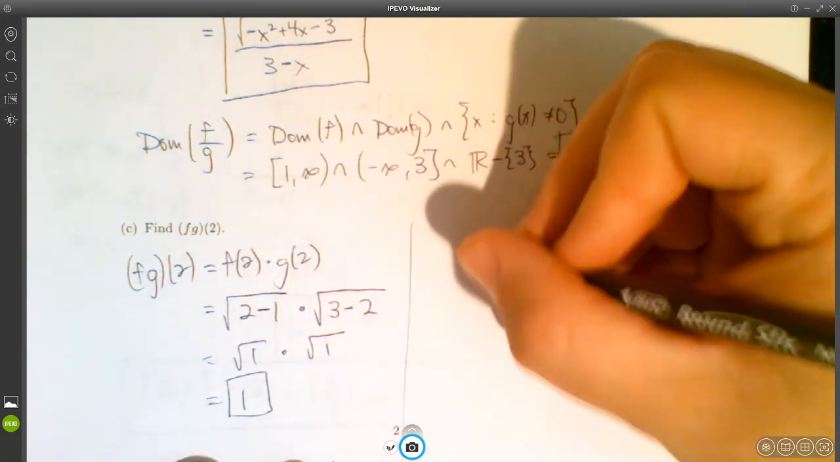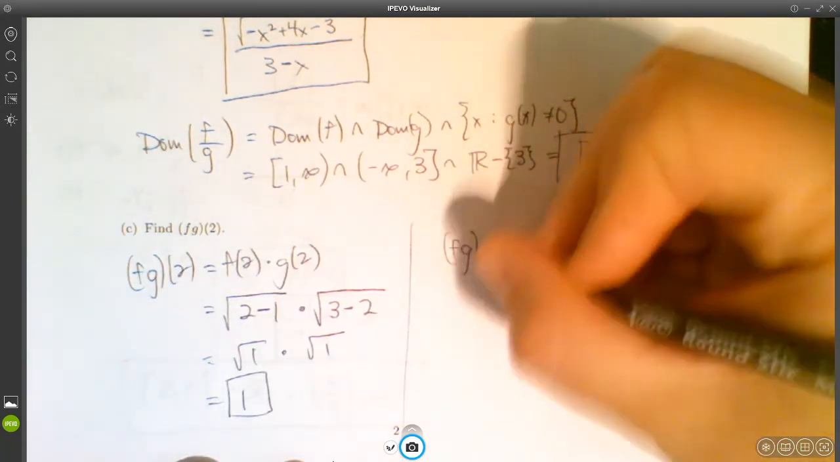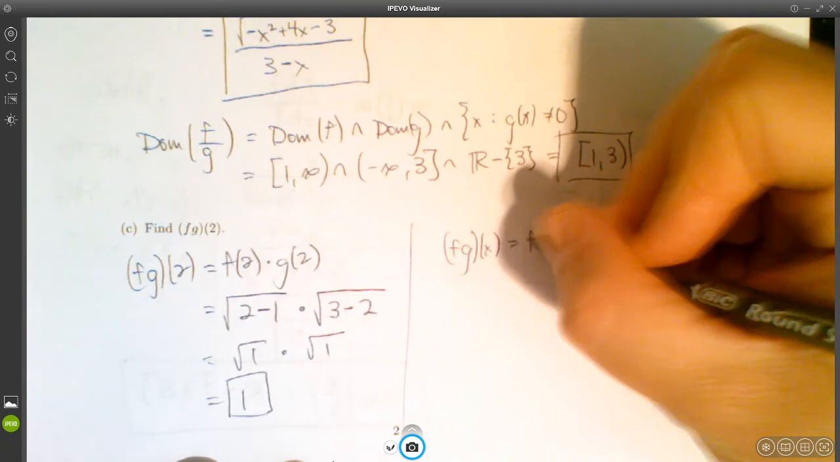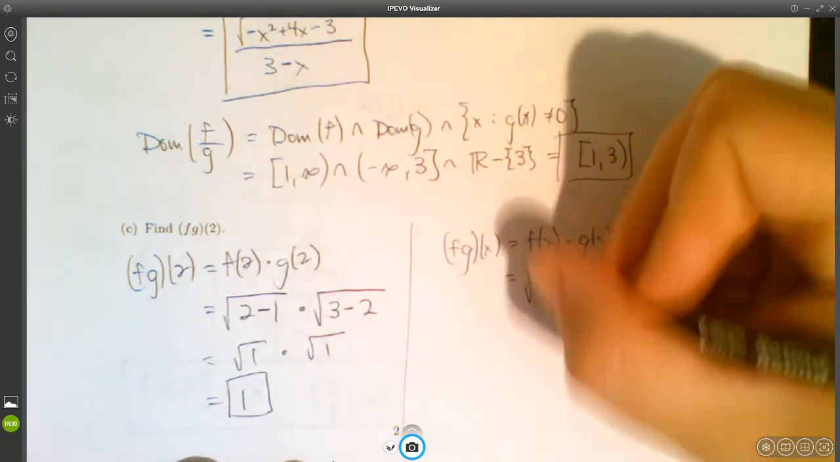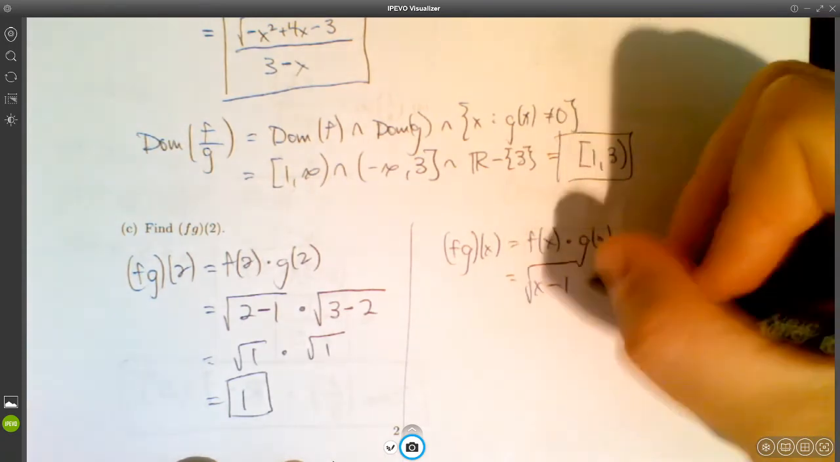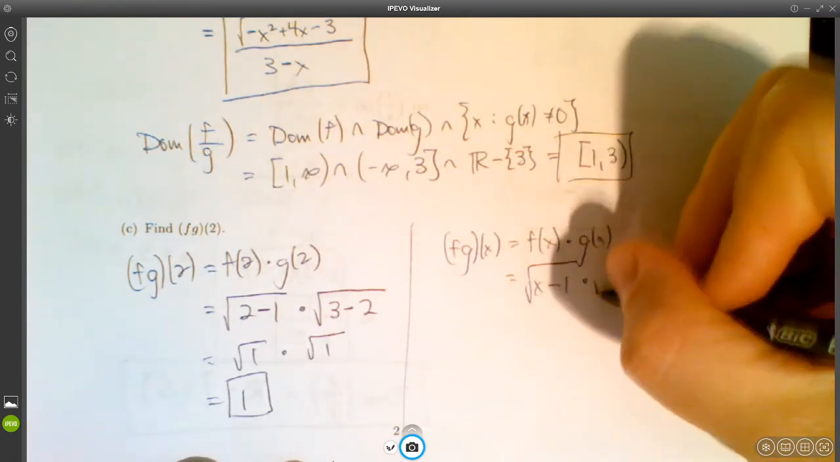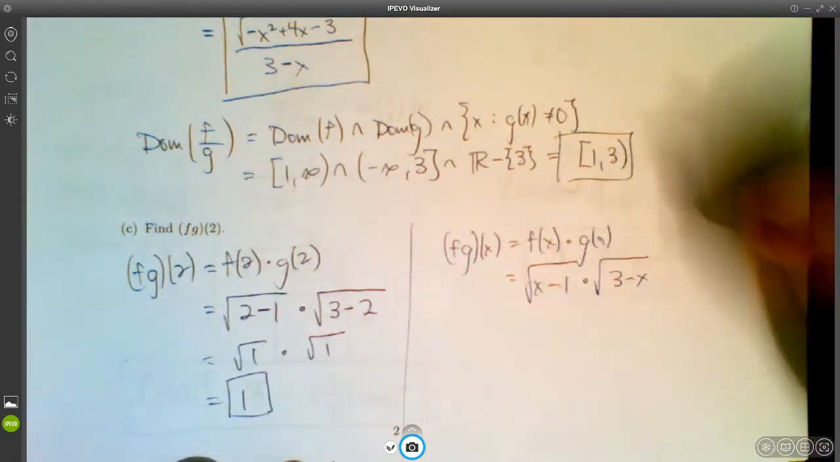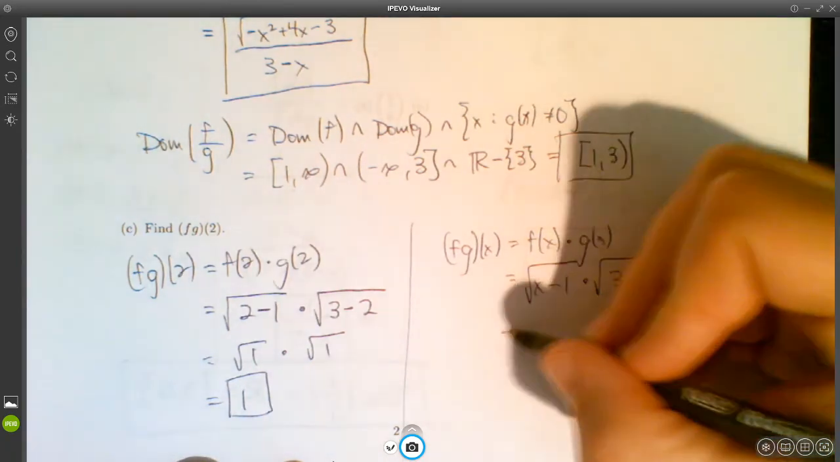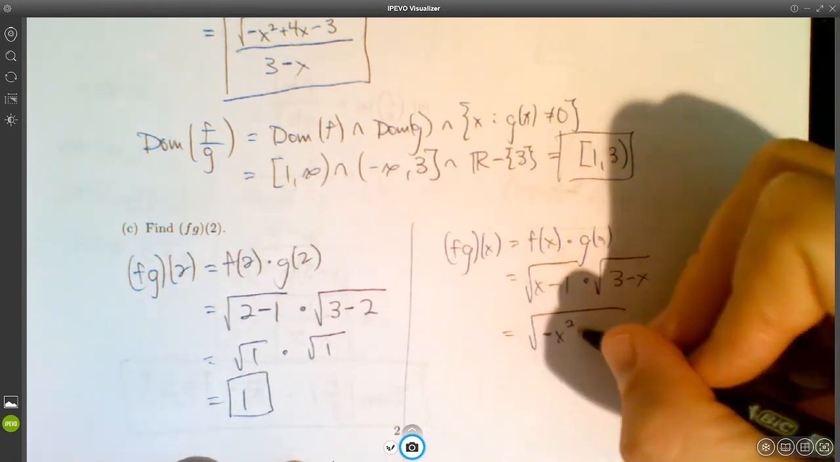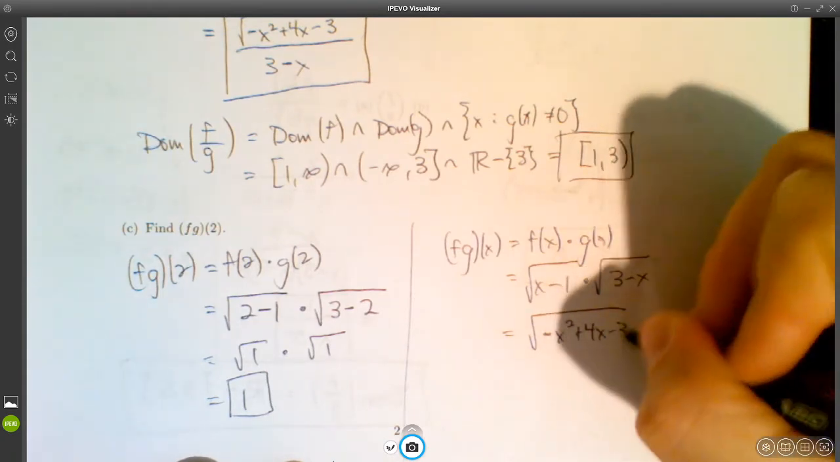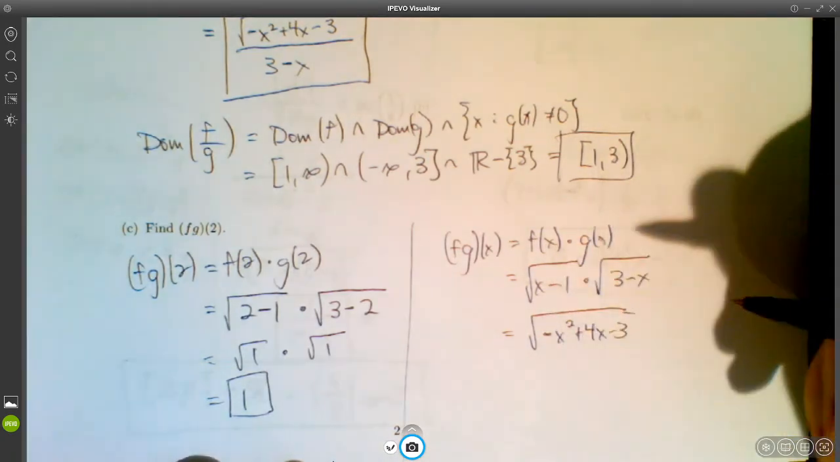Another way you could do it would be to find f times g of x, which would be f of x times g of x. That would be square root of x minus 1 times square root of 3 minus x. And fortunately for us, we've already done this multiplication in part B. Right? It was negative x squared plus 4x minus 3. And so that's f times g of x.